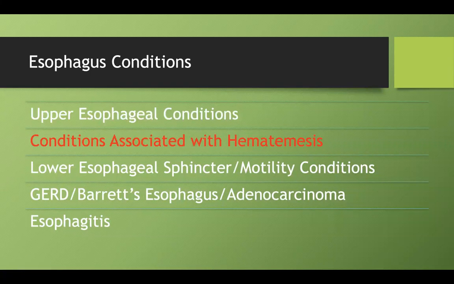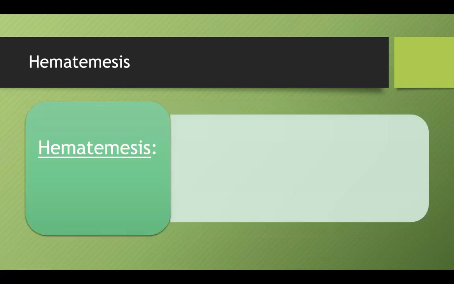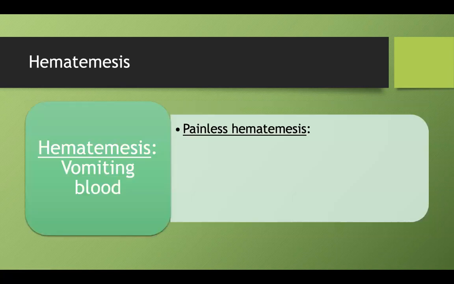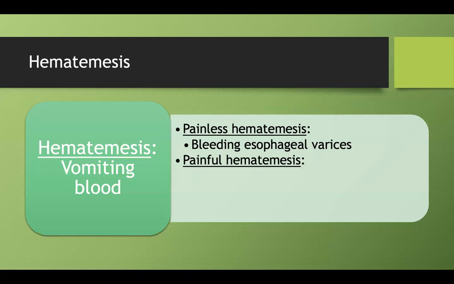Let's talk about a few conditions that are associated with hematemesis, or vomiting of blood. When you see vomiting blood on a test, there's not too many things they're going to try to test you on, for step 1 especially. So I want you to subdivide it between painless and painful hematemesis. If you see painless hematemesis, I want you to think bleeding esophageal varices, okay?